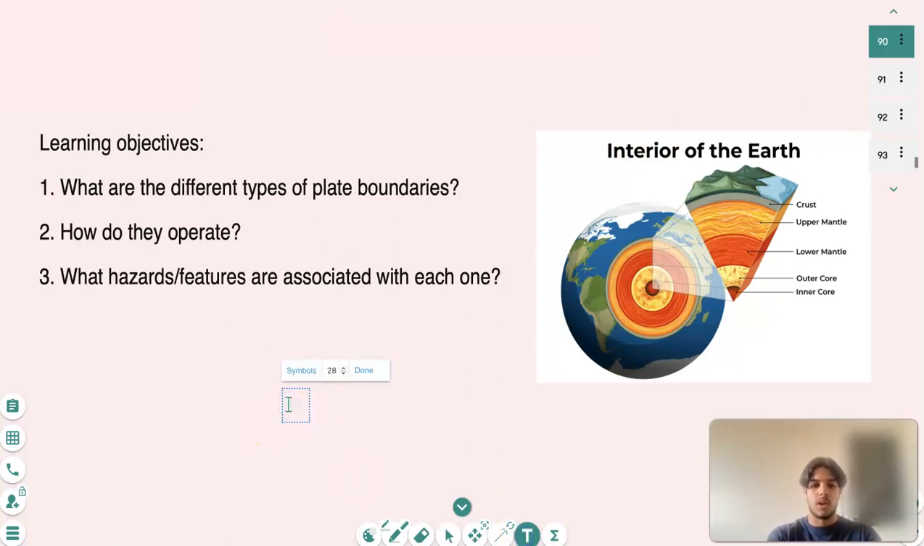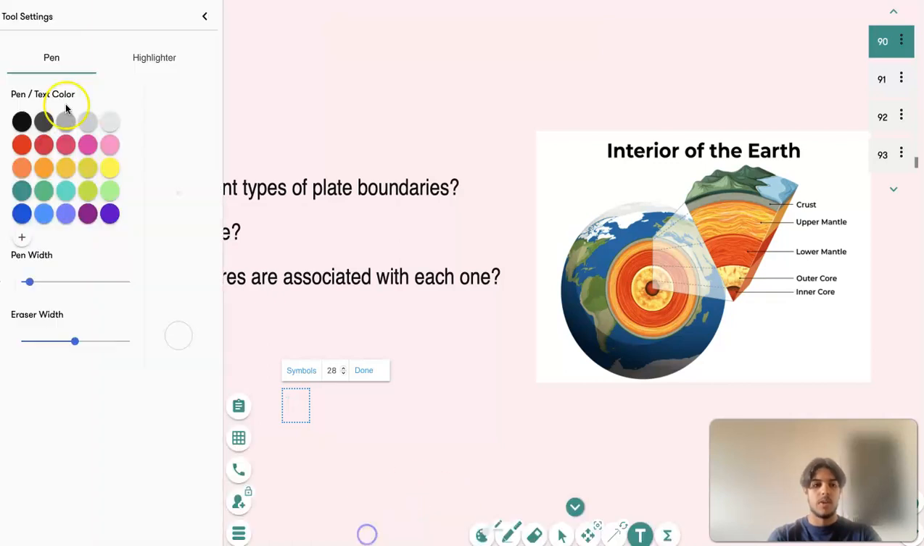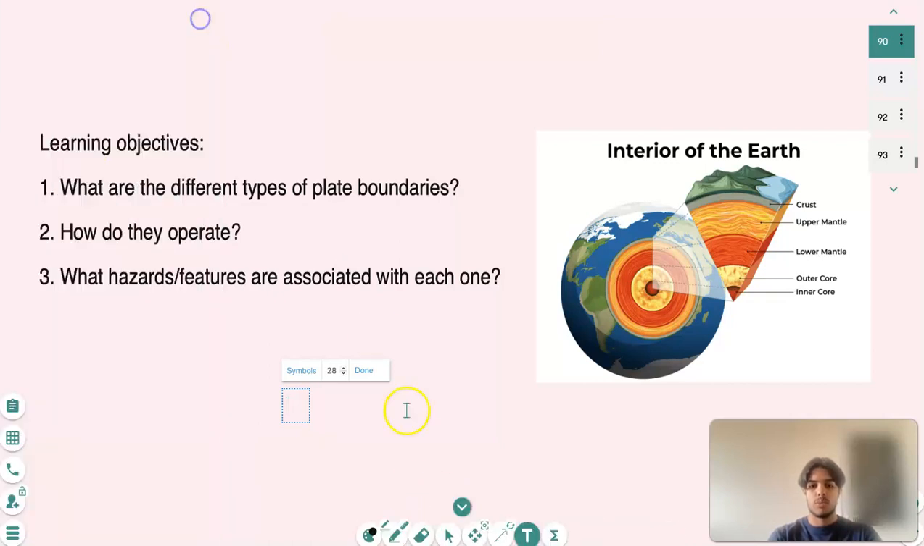semi-molten, oops, wrong color, just change that. But semi-molten means that the rock's been heated up so much that it behaves almost like a liquid. It's quite elastic even. And then we have the outer and inner core.